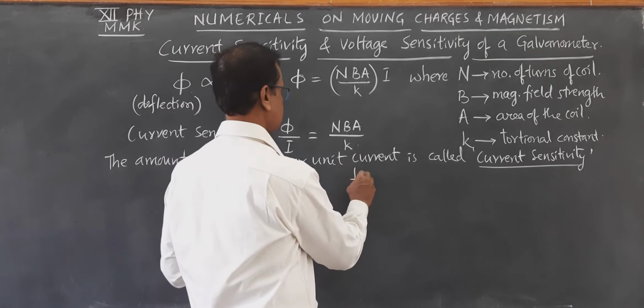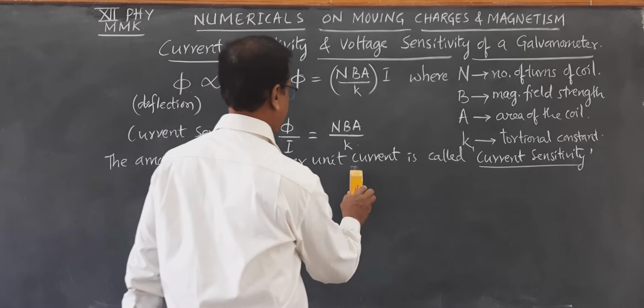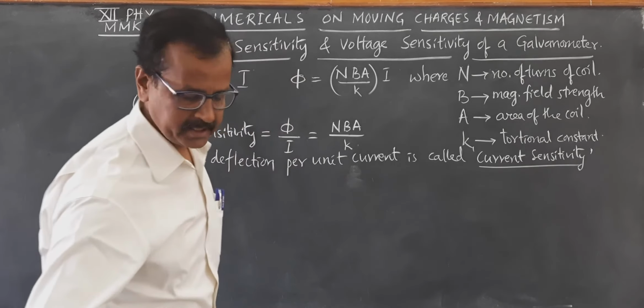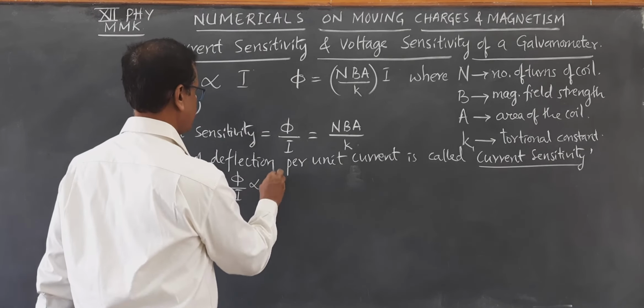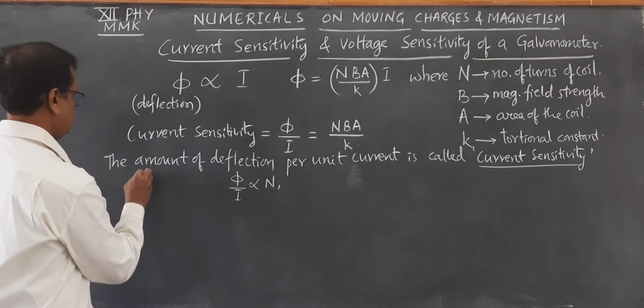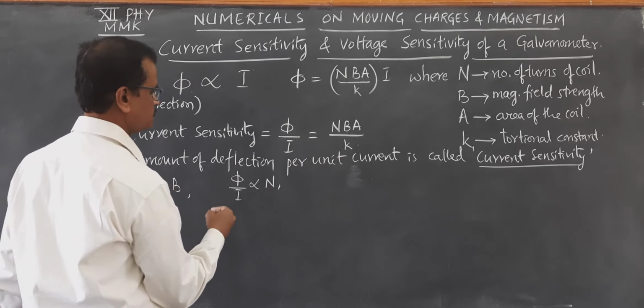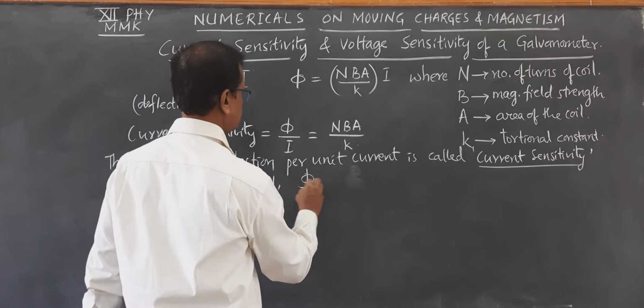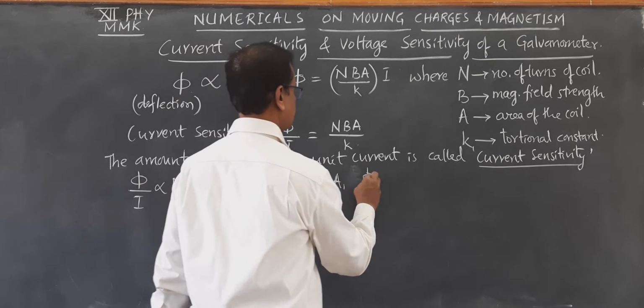So I can write mathematically, phi by I, the current sensitivity, is directly proportional to N. Current sensitivity is directly proportional to B. Current sensitivity is directly proportional to A, and it is inversely proportional to K.